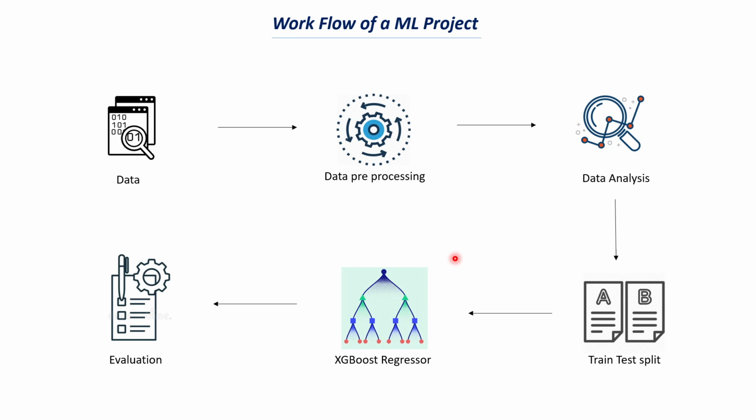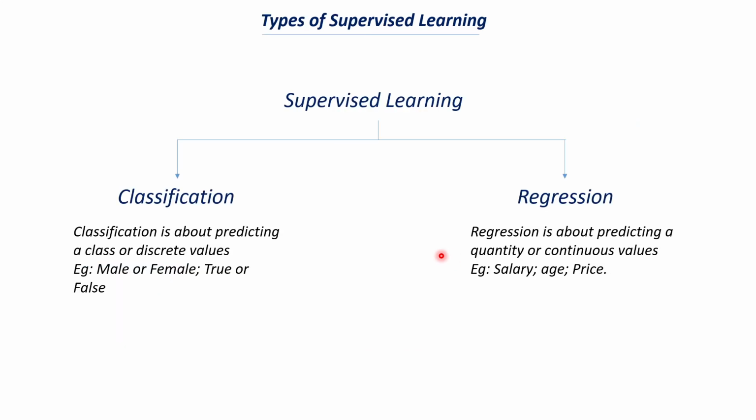We need to understand one more thing here. We know that there are two main types of supervised learning: classification and regression, right? Both classification and regression have their separate evaluation metrics. So let's first of all try to understand classification and regression.